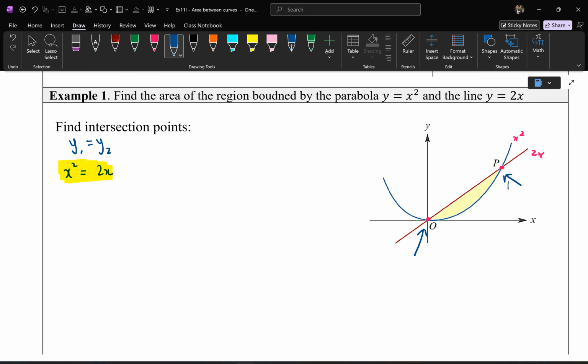Move the 2x across. Don't make the mistake of dividing both sides by x, because we're assuming x can't be 0. So here we move over: x squared minus 2x is equal to 0. What's the next step from there? Arian, what would you do? I've got now x squared minus 2x. I want to solve for x. What are you going to do next? Good. Factorize it. So you get x times x minus 2.